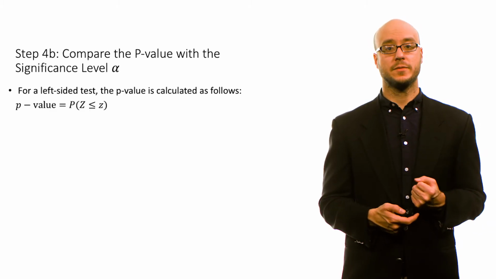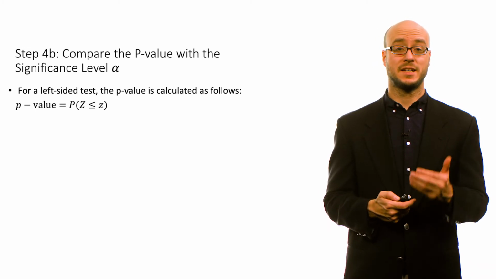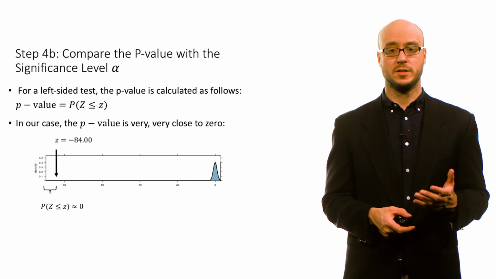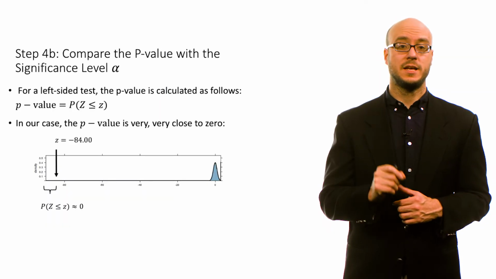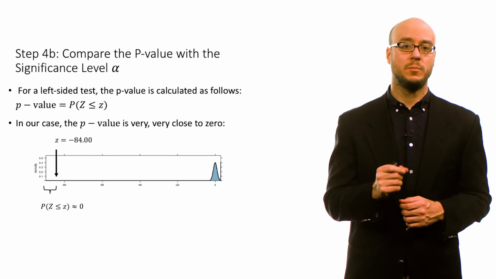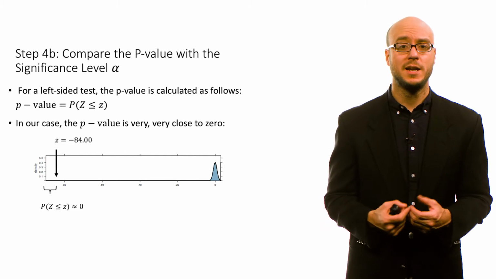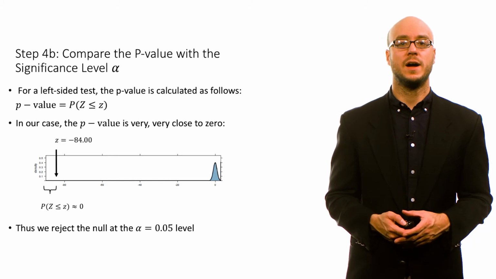We can also calculate a p-value. For a left-sided test, the p-value is simply the probability of obtaining a z-test statistic less than or equal to the one we obtained. In this case, the p-value is very, very close to 0. Here we have a visualization. Assuming the null is true, that's where the sampling distribution should be located, that little distribution on the far right. Our z-test statistic is way, way below, and the probability of obtaining a z-test statistic even more extreme than the one we obtained is almost 0. So we reject the null at the alpha 0.05 level.